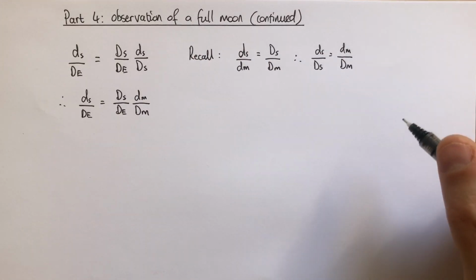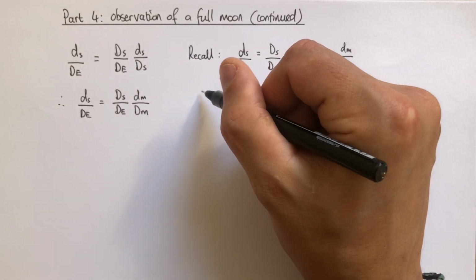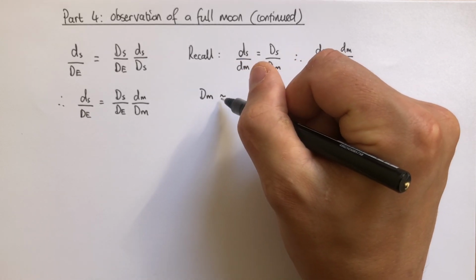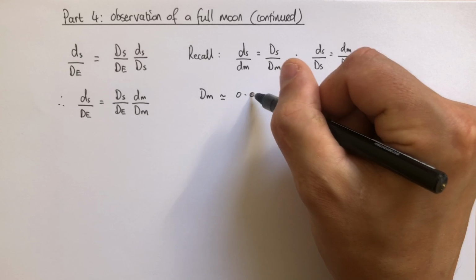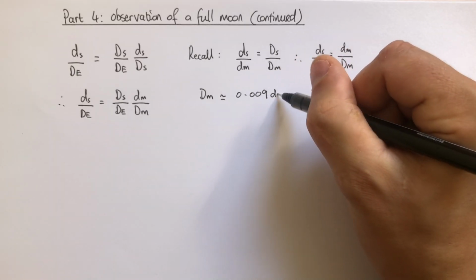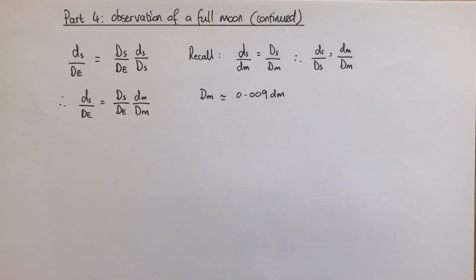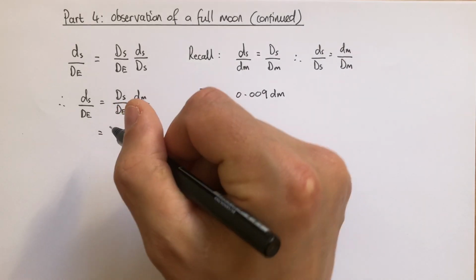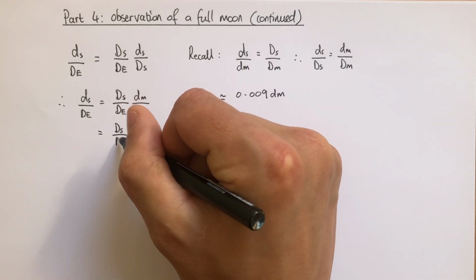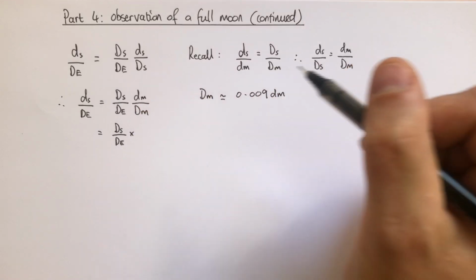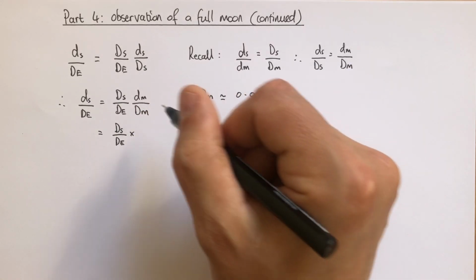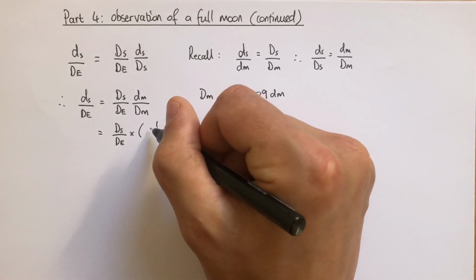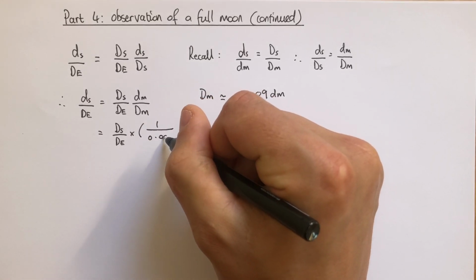And we just saw a few moments ago that the diameter of the Moon is approximately equal to 0.009 times the distance to the Moon. And so what we can do is we can rewrite this expression ds divided by de multiplied by, well, little dm divided by big DM is going to be 1 divided by 0.009.